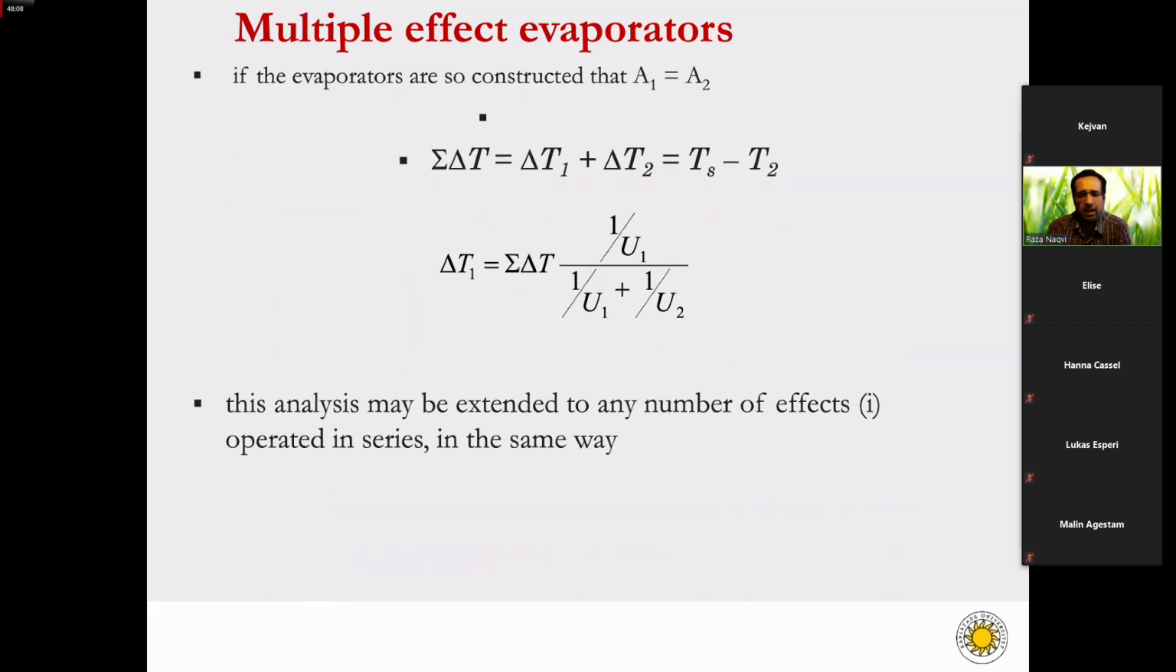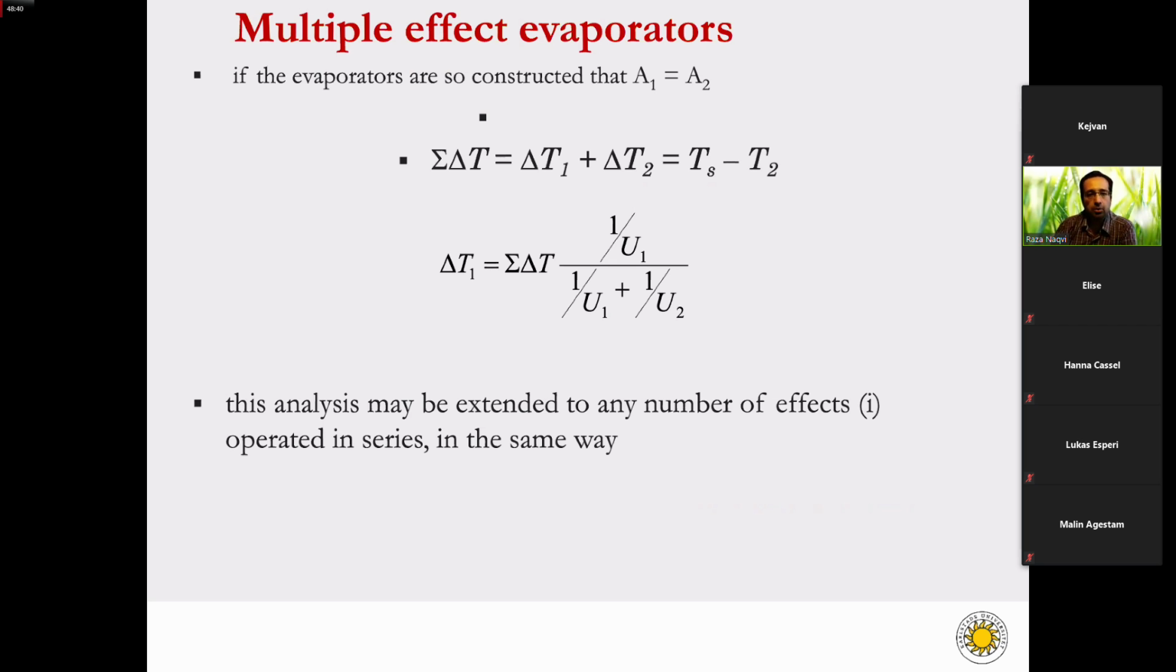And if we arrange the same equation, we can calculate the delta T for the first effect, delta T for the second effect, delta T for the third effect. The only difference is that for the first effect it will be 1 over U1, for delta T2 it will be 1 over U2, and for delta T3 it will be 1 over U3. And this will be the only case when the heat transfer coefficient is different in all these three different types of evaporators or heat exchangers, right?